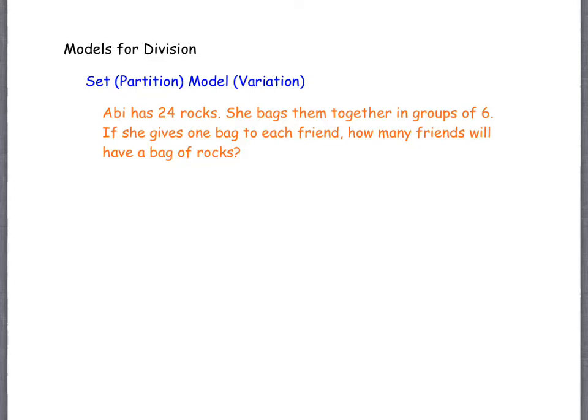What else is different about this model? Instead of asking how many rocks, we're asking how many friends. Okay, so in this case, we actually have decided the rocks are going to be in groups of a certain size instead of splitting them into a certain number of groups of rocks. Does that make sense? This one, actually, my model draws easier.